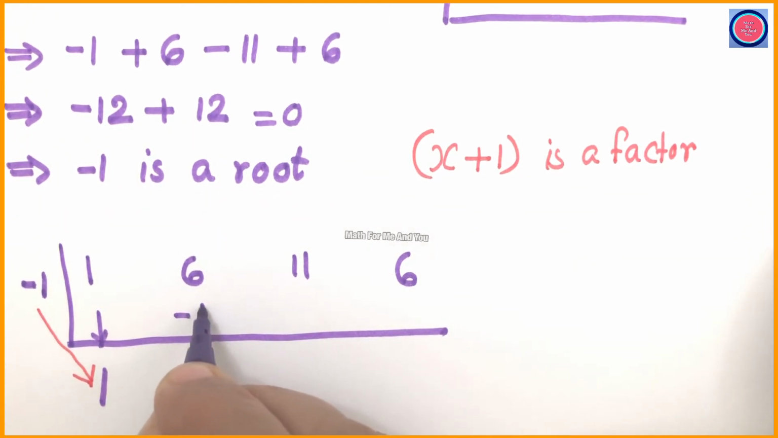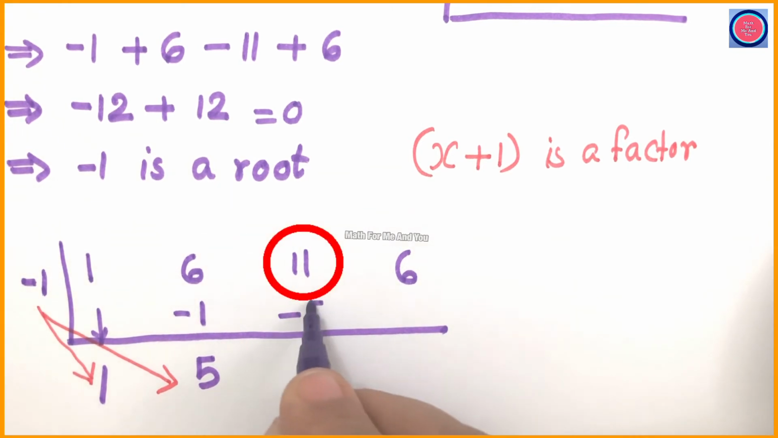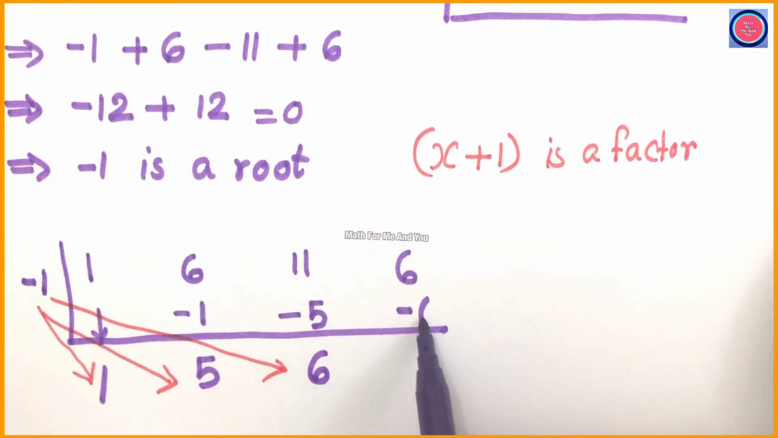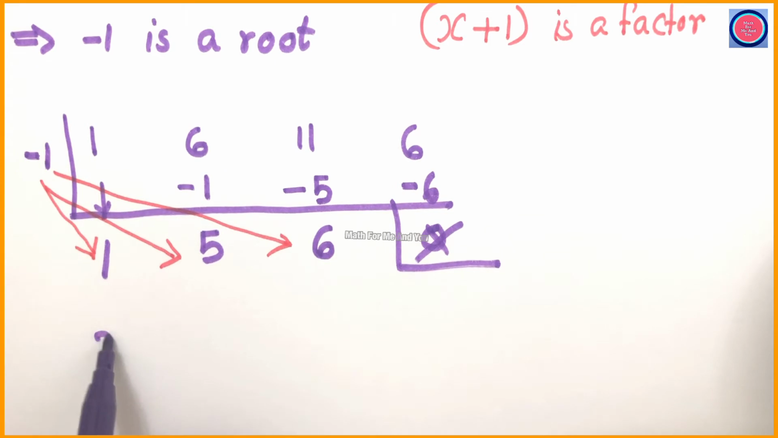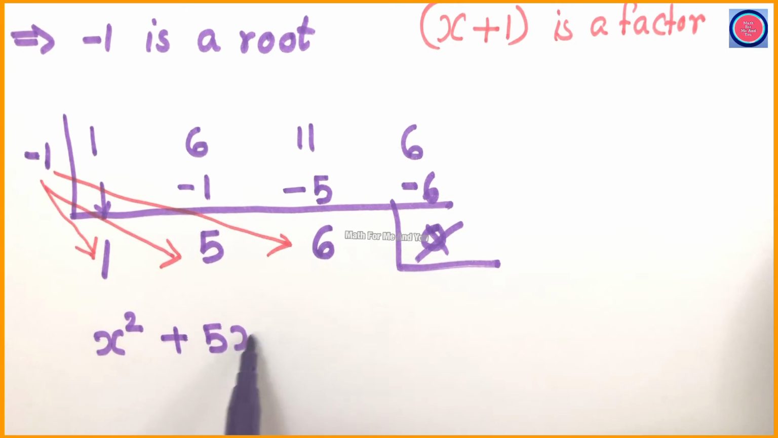Get the total. 6 minus 1, that is 5. Again, multiply diagonally. Minus 1 times 5, minus 5. So we write it under 11. 11 minus 5, what answer do we get? 6. Then multiply with minus 1 diagonally. Minus 1 times 6 is minus 6. Write under 6. Get the total. 6 minus 6 equals 0. And the remaining numbers are the coefficients of the quadratic polynomial which we are going to find. So we can write the quadratic polynomial as x square plus 5x plus 6.